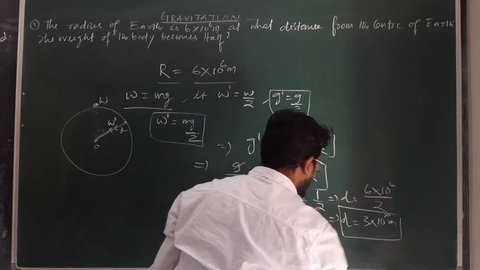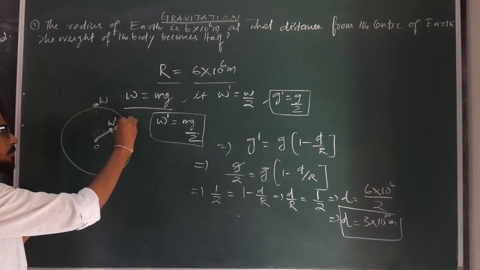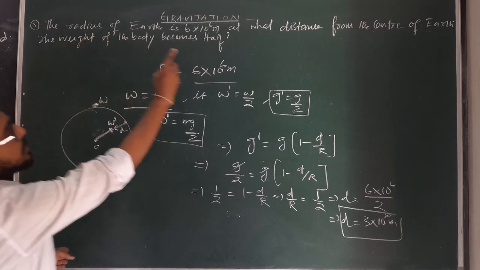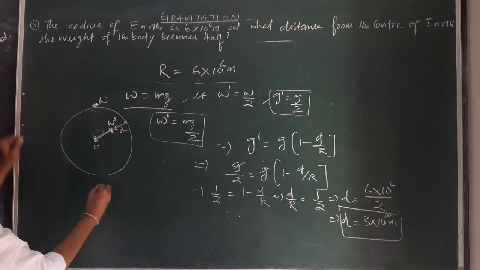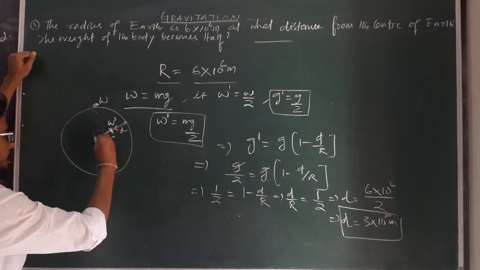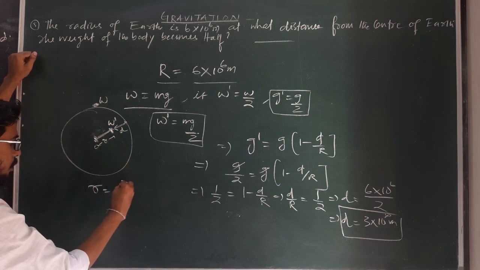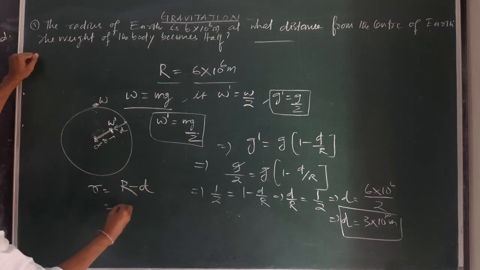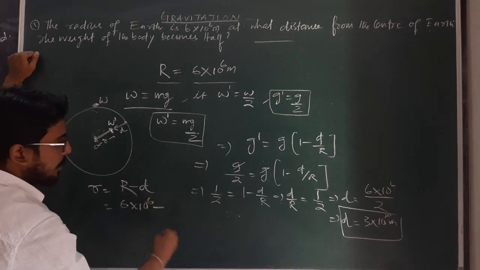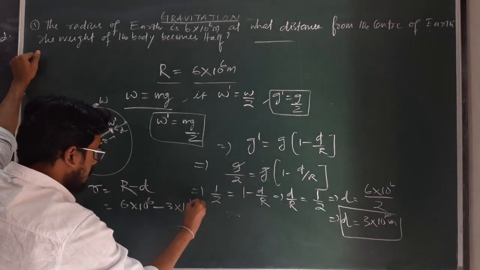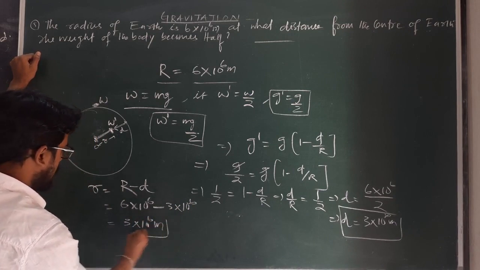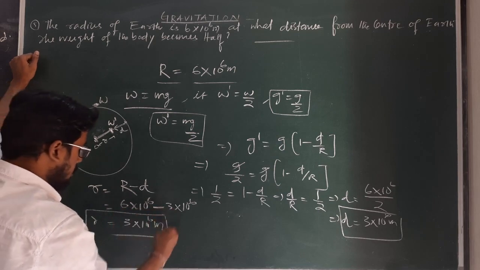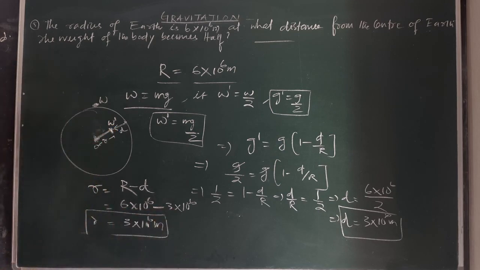So this is the depth of the location from the surface of earth. But the question asks what is the distance from the center of earth? So we have to measure this one, and this will be how much? According to our question, let the distance from the center of earth be small r. So small r will be how much? Radius of earth minus the depth d. So it will be 6 into 10 to the power 6 minus 3 into 10 to the power 6. So the answer will be again 3 into 10 to the power 6 meter. Okay, so this is the distance of the location from the center of earth where the weight of the substance will be half that on the surface.